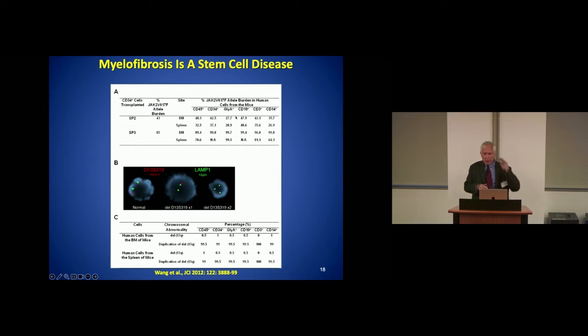What it showed on the top panel and also on the bottom panel is that the markers of the disease, the mutations and the cytogenetic abnormalities, once these cells were transplanted into mice, were present in all hematopoietic lineages, indicating that the common stem cell, which gives rise to these different hematopoietic lineages, is responsible for this disease. And stem cells are very hardy cells. They can survive total body irradiation. So it's very difficult to eliminate these stem cells.